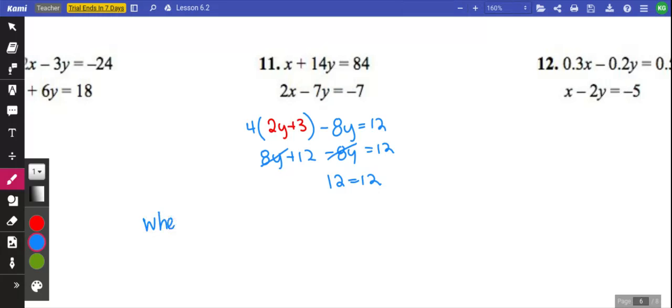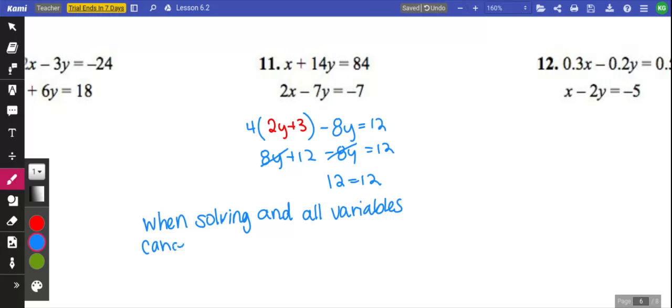So when solving, and all variables cancel, and you are left with number equals number, many solutions.